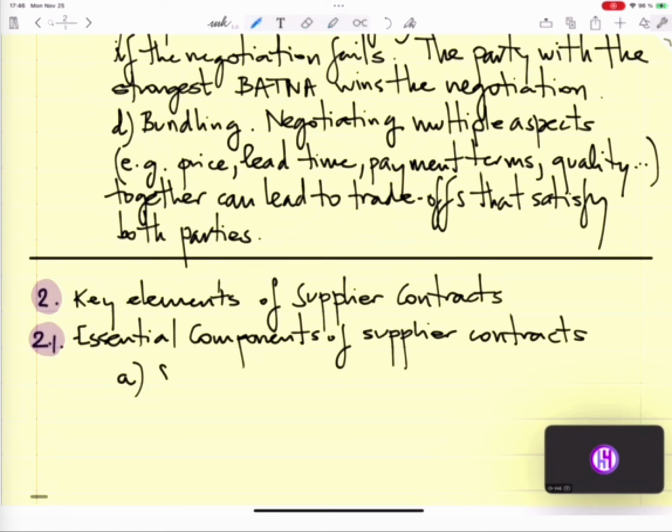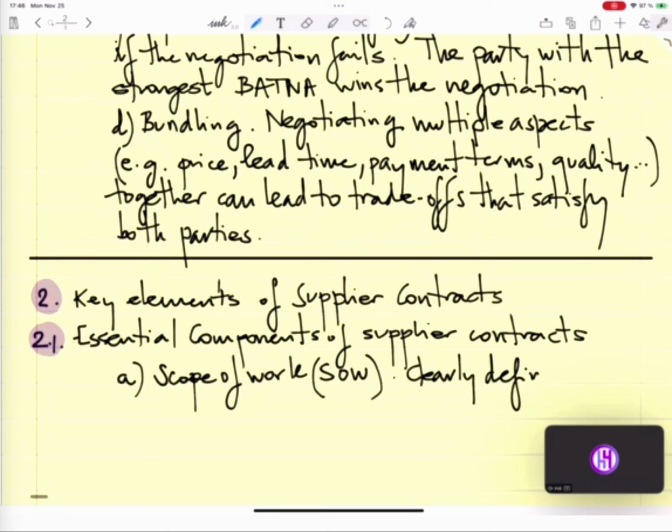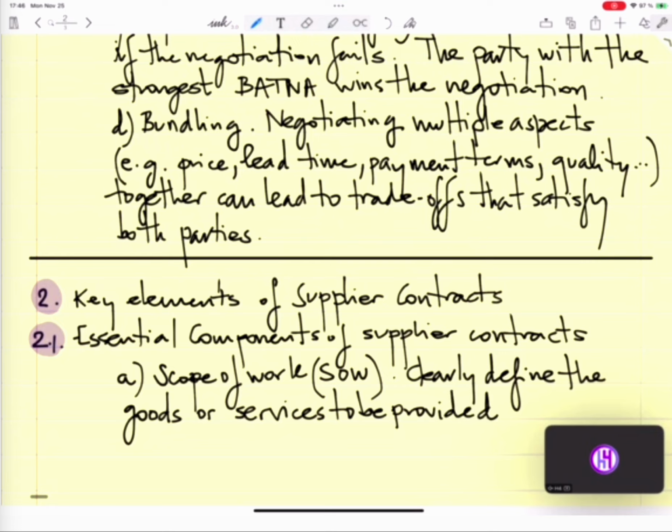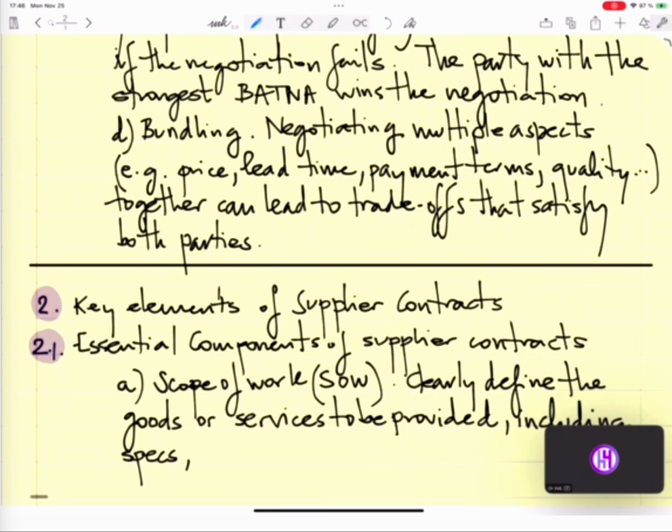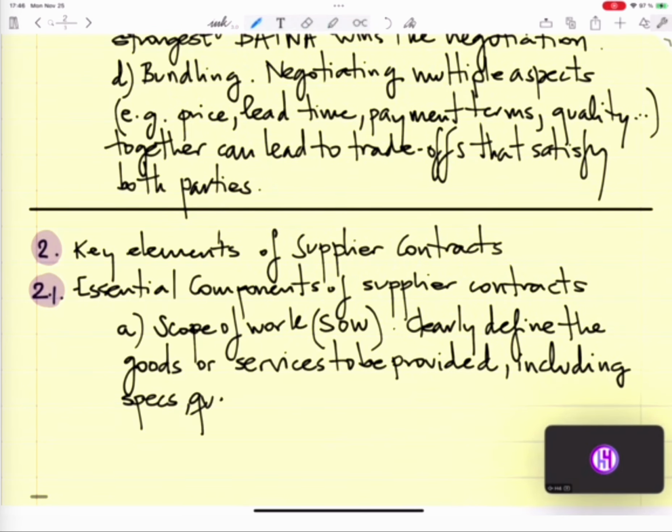Scope of work, or SOW. Clearly define the goods or services to be provided, including specifications, quantities, and quality standards.